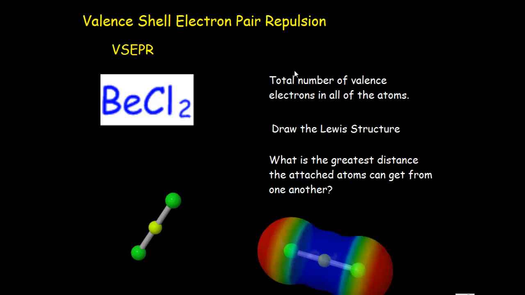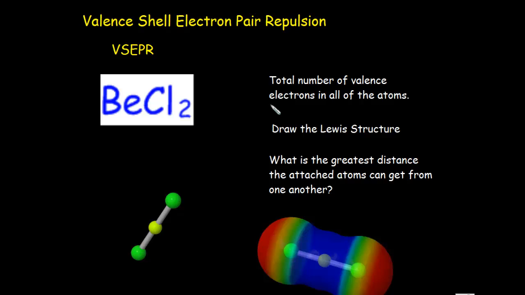Welcome to the VSEPR formula video. This follows Lewis dot structures, and VSEPR stands for valence shell electron pair repulsion. What we're going to do is create some formulas, but we're also going to look at the geometry that's created when these valence electrons repel each other.